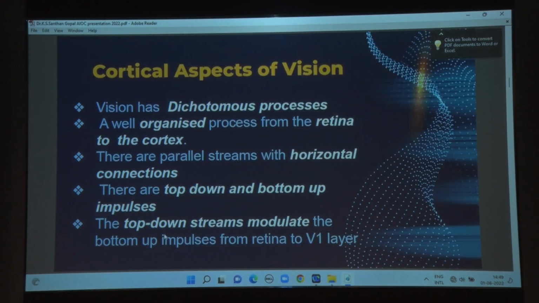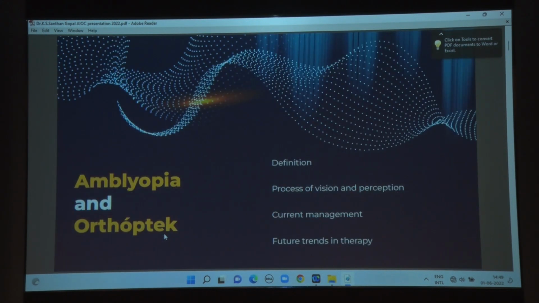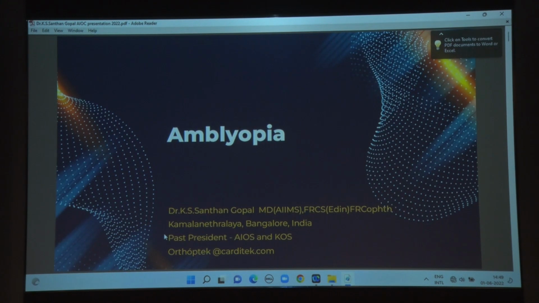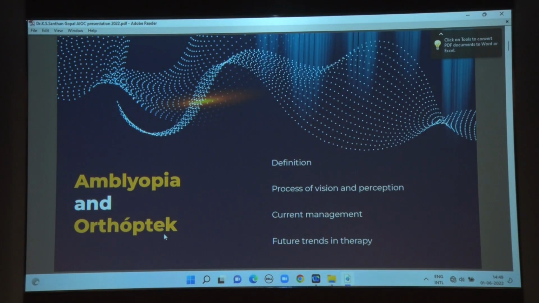Okay, go to the second slide. Go back. Okay, this is forwards, right? This is backwards. Okay. So you need to know the proper definition of amblyopia, and you don't bring that ice cream thing one minute earlier because you have wasted a lot of time.